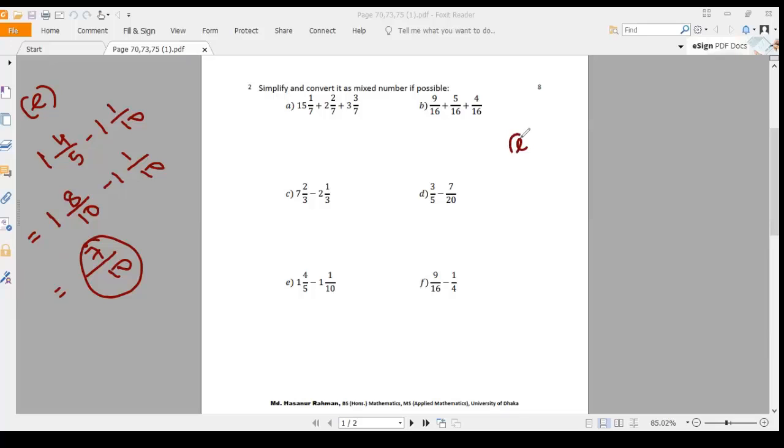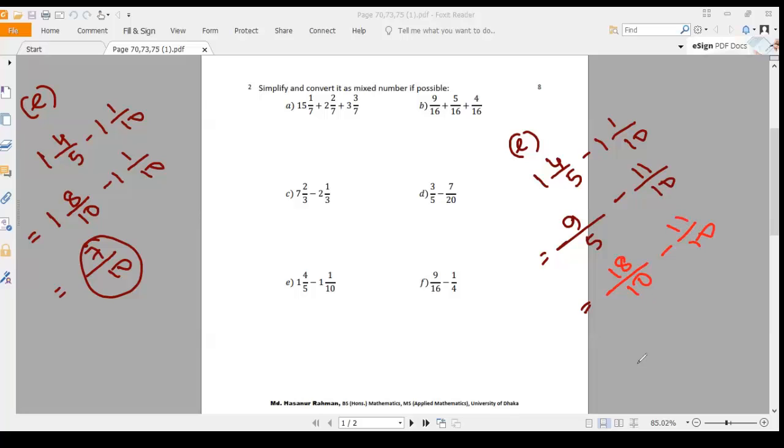And I want to show you another way. 1 whole 4 by 5 minus 1 whole 1 by 10. So how can you solve it? Look, at first try to convert this into an improper fraction. 5 1s are 5 plus 4, 9, minus 10 1s are 10 plus 1, 11. Then convert both denominators to the same denominator. So how can we convert? We have to find the same denominator by multiplying this fraction by 2. So 9 2s are 18, 5 2s are 10. Simple. So 18 by 10 minus 11 by 10.